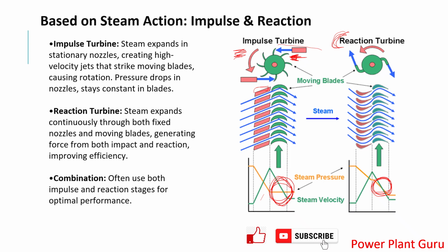And normally in all industrial applications, there is no single type of impulse or reaction. It is always compounding. And why compounding? We have made another video for that. You can watch that video if you want to understand in detail. I don't want to repeat it, but still, if you have any question, you can ask us in the comment section.